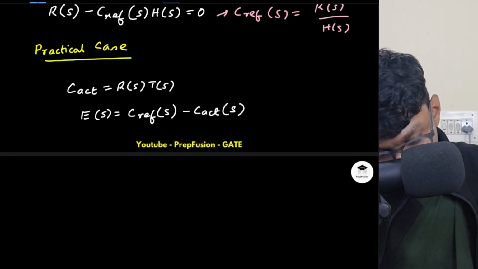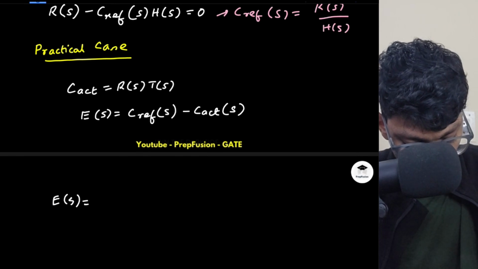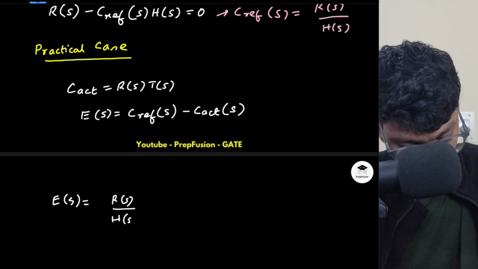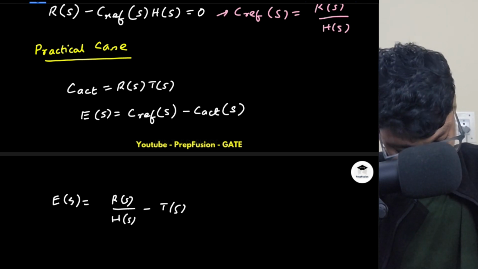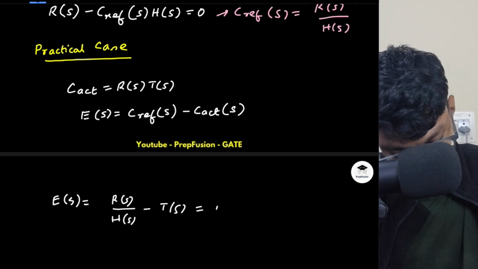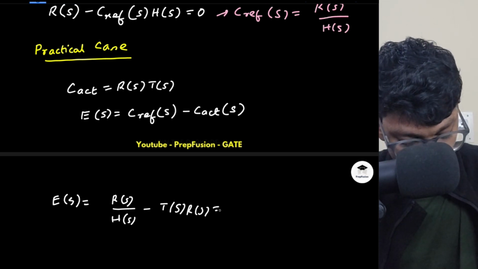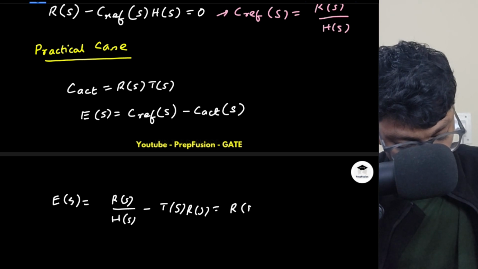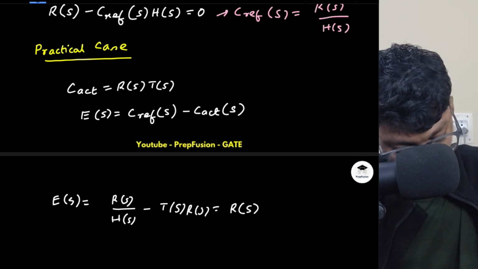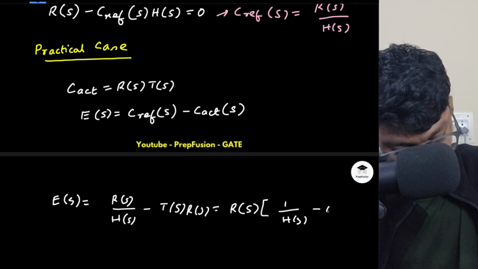So if I compare my error E(s) in the Laplace domain, it comes out to be R(s) by H(s) minus T(s), sorry, not T(s), into T(s) into R(s). So if I take R(s) common, this will be 1 by H(s) minus T(s).